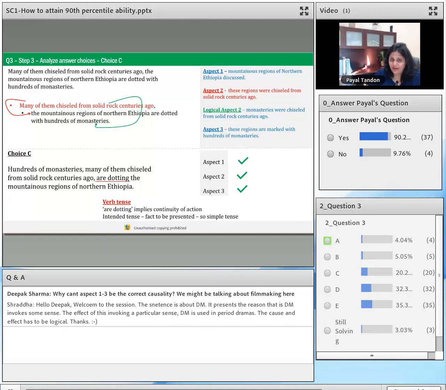Intended tense was a fact to be presented, right? Really, that these dot the mountainous regions. So that is why this choice is wrong. Quite a few of you, 20 of you, selected this choice. So I hope that you understand why this choice is wrong.